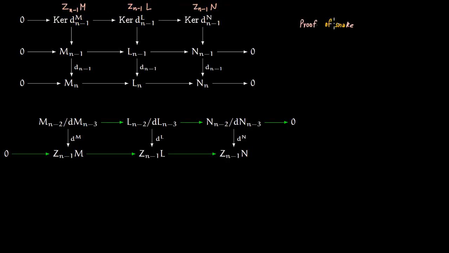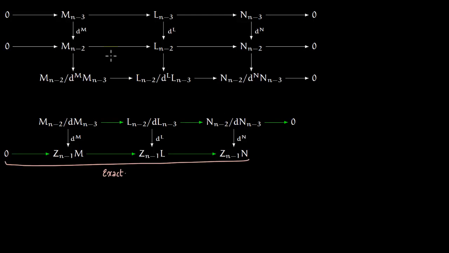So this exactness follows from the proof of the snake lemma. That is, in the proof of the snake lemma we showed that this is exact. So you copy this right here. This part is exact. Now we want to prove the exactness of this part. Again, in the proof of the snake lemma we showed that this is the cokernel. So this is the cokernel of dM.